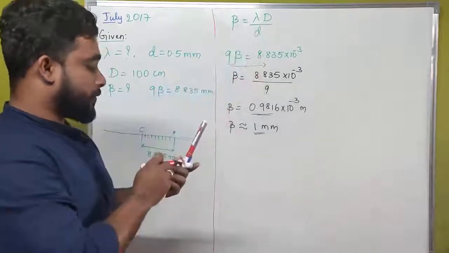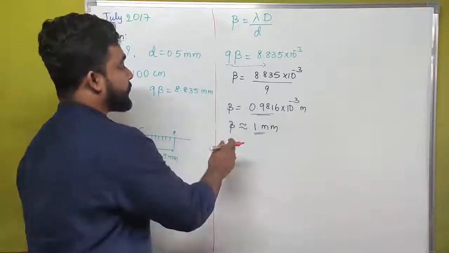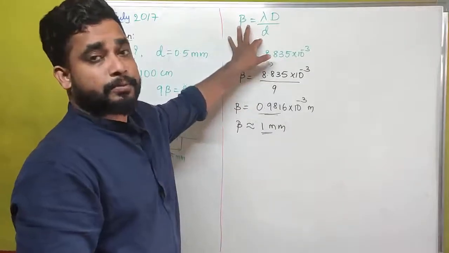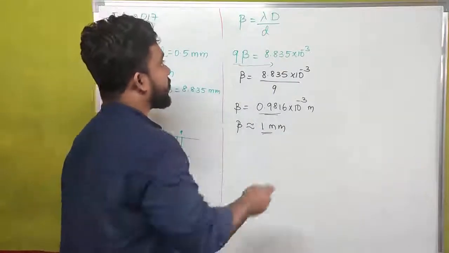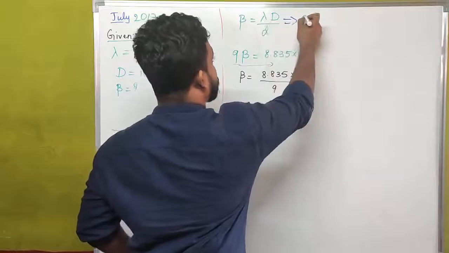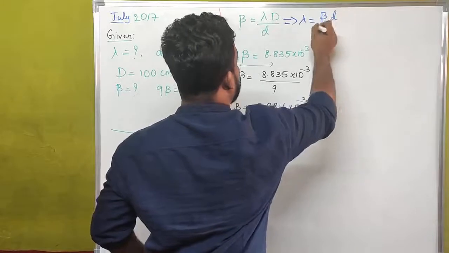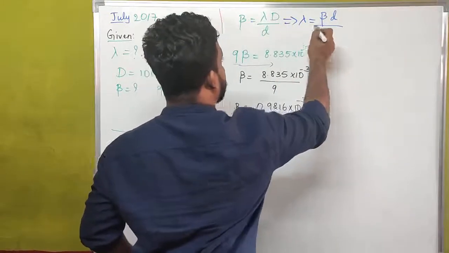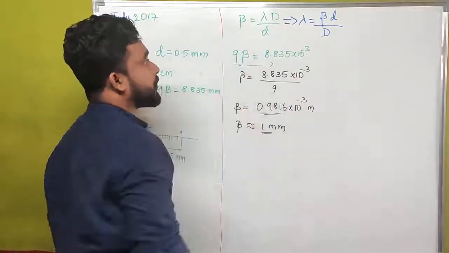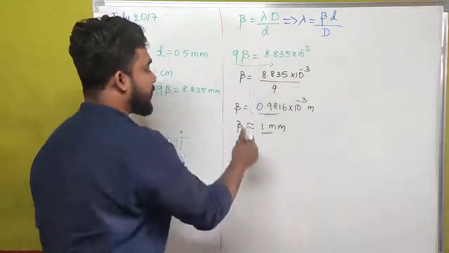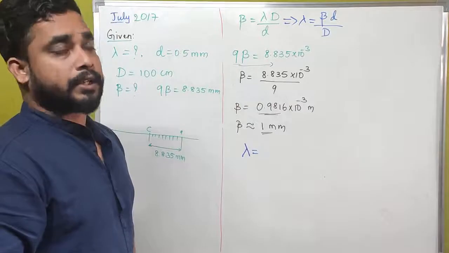We know the equation for fringe width, that is beta is equal to lambda d divided by small d. We can modify this expression as lambda is equal to beta into small d divided by capital D. If we send this to the other side of the equation, the numerator goes to the denominator and the denominator shifts to the numerator. Then lambda is equal to beta into small d divided by capital D.